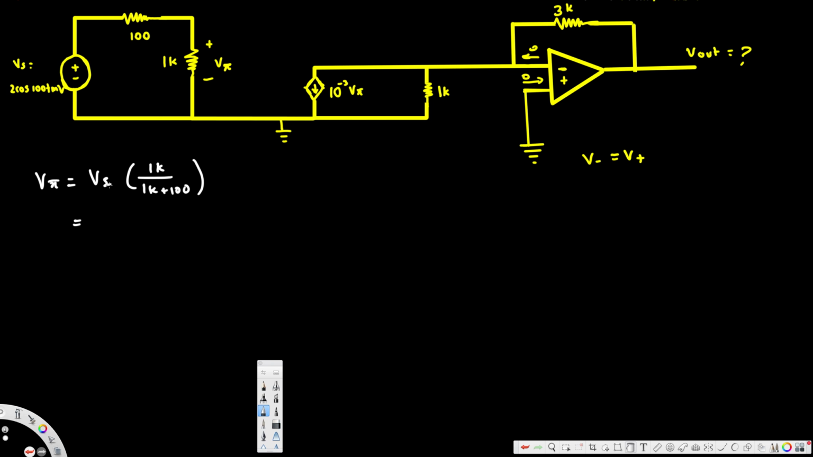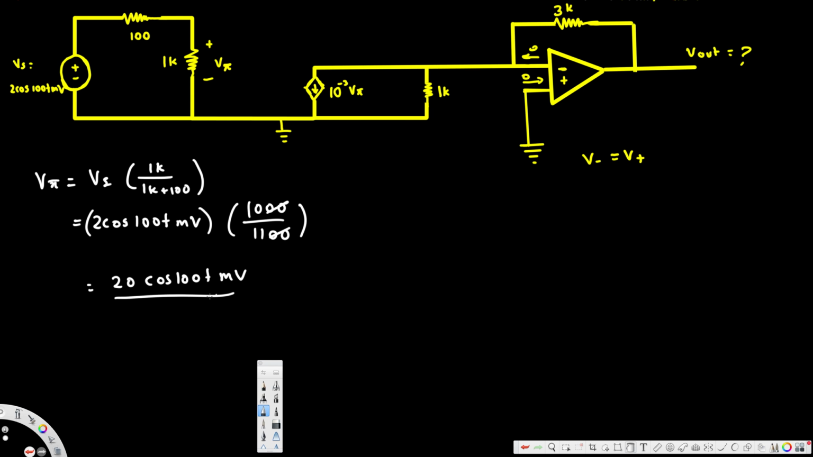And we know that the V source voltage is 2 cos 100t millivolts, times 1000 divided by 1100, which is basically 10 over 11. Multiplied by this one, we get 20 cos 100t millivolts divided by 11. So this is going to be the V5 voltage.